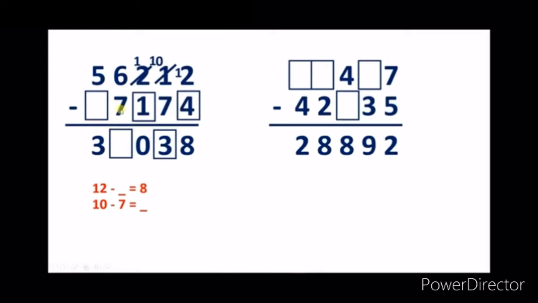We can't take 7 away from 6, so they must have exchanged to make 16 take away 7, which is 9. And because they exchanged, we need to as well. So 5 became 4 to get 16. Now we have 4 take away something is 3, so our final missing digit must be a 1.